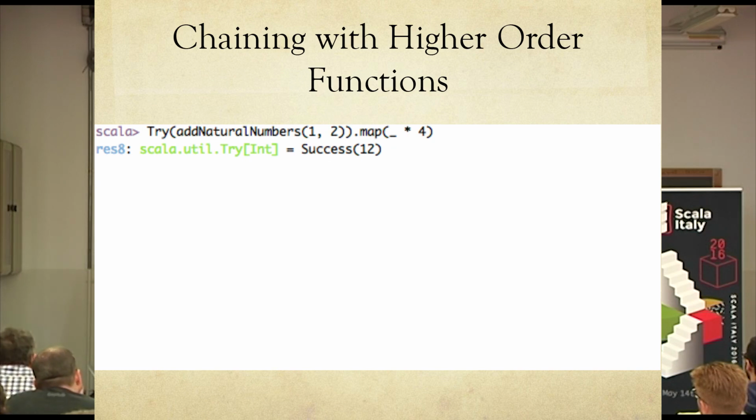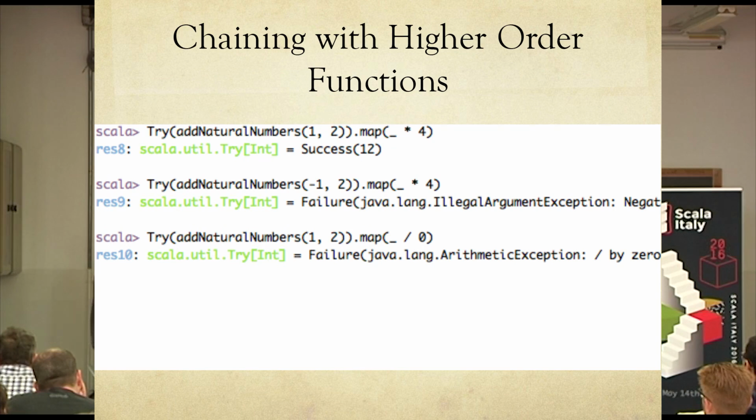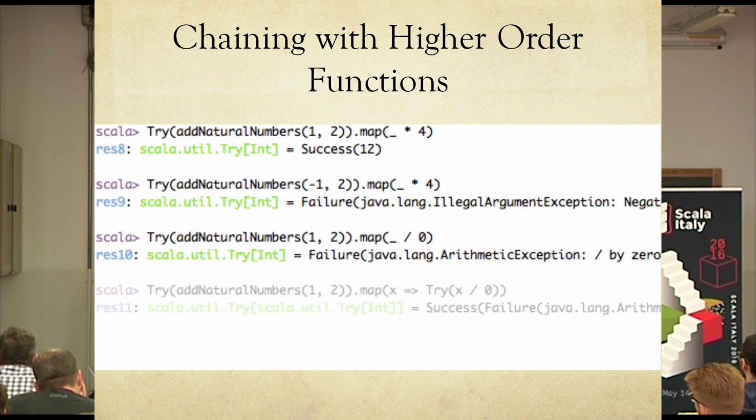So here's an example using map, and it's successful, so it returns the result. In this example, an exception is thrown in the first function, so it's given back as a failure, and the second function in the chain doesn't get executed, so it's safe. And here's one where the second function in the chain throws an exception, and it's contained in the failure object in the same way.